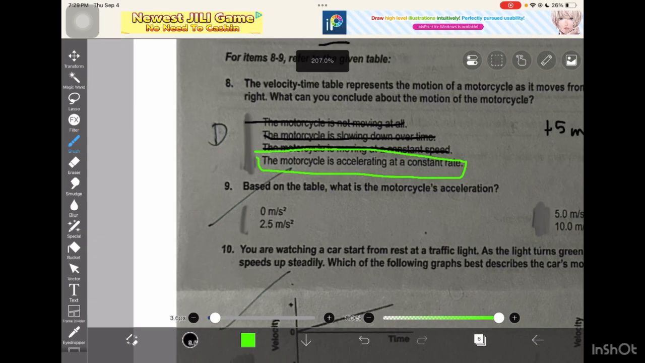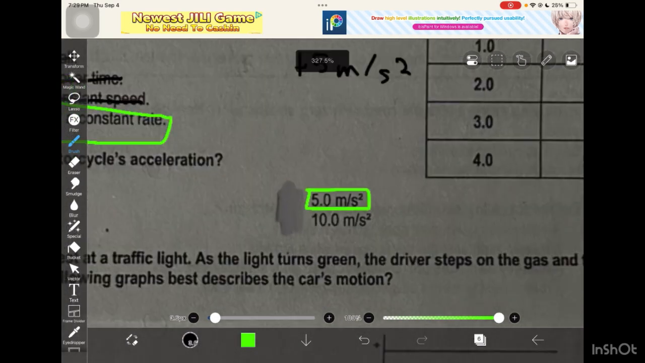And like I said, I already solved for it, 5 meters squared.